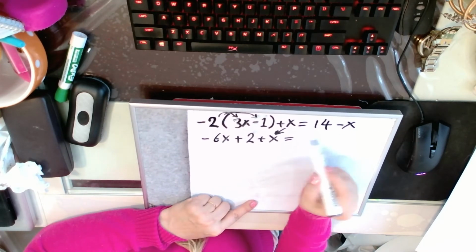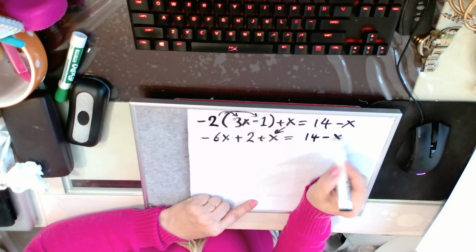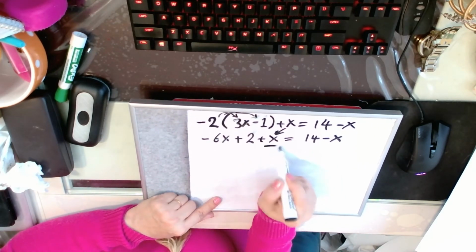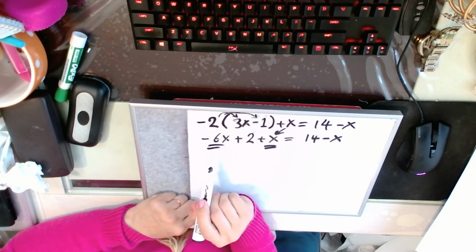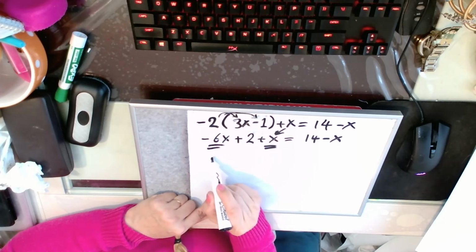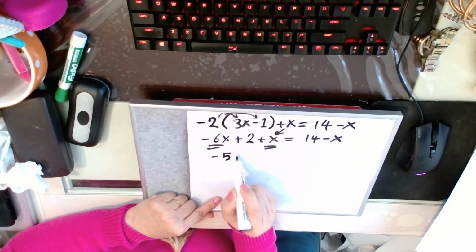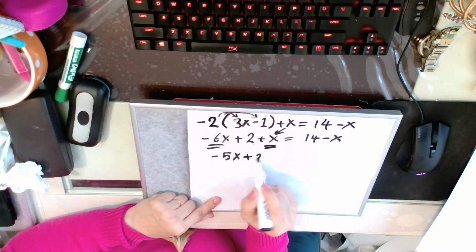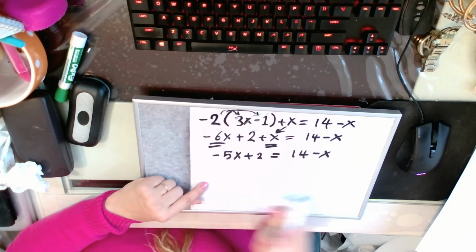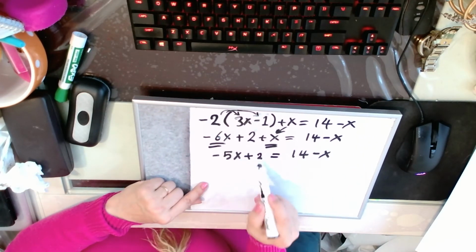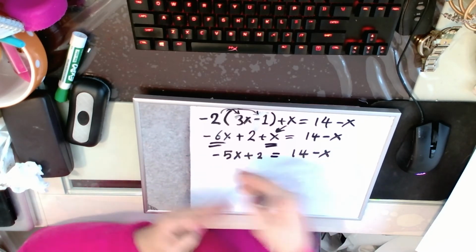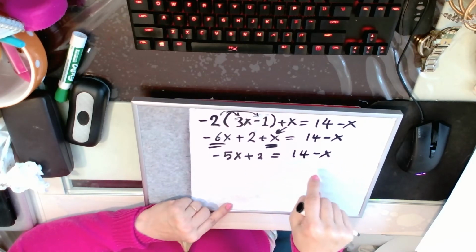Okay, equals 14 minus x, nothing happened here. So look here, so we have x here. Okay, add them together. Minus x plus x, it's minus 5x. Subtract, right? Plus 2 equals 14 minus x. Can we move this x to the side and move this 2 to the other side? Move the variables to one side and move the numbers to the other side.